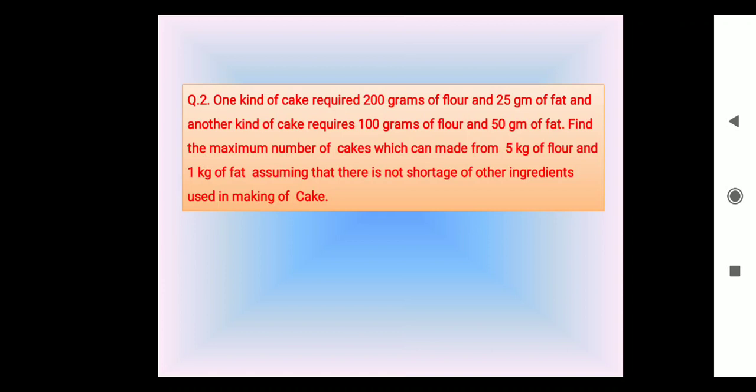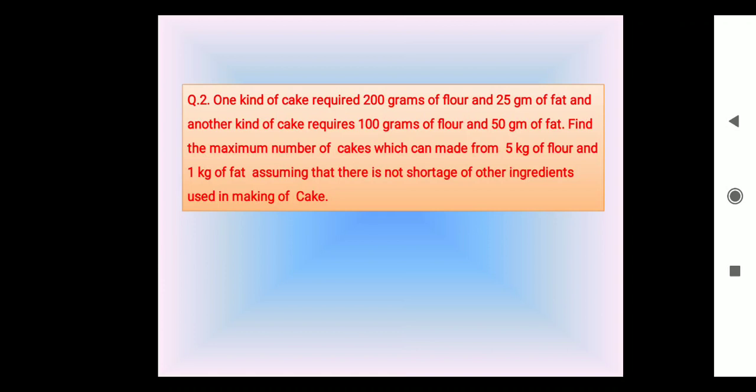Let us see the second problem. One kind of cake requires 200 grams of flour and 25 grams of fat, and another kind of cake requires 100 grams of flour and 50 grams of fat. Find the maximum number of cakes which can be made from 5 kg of flour and 1 kg of fat, assuming that there is no shortage of other ingredients used in making the cake.